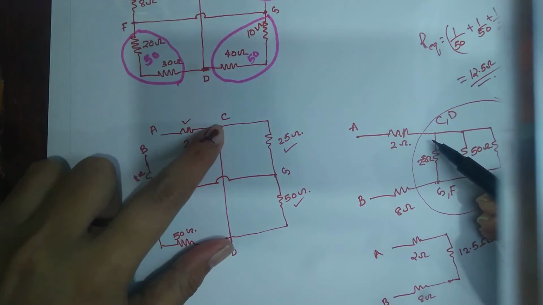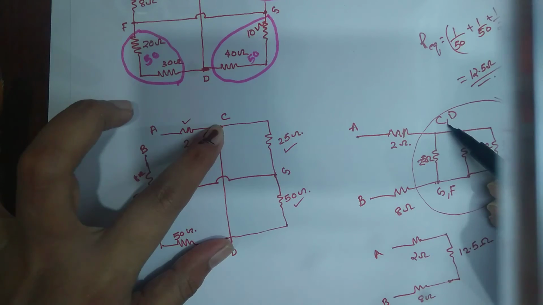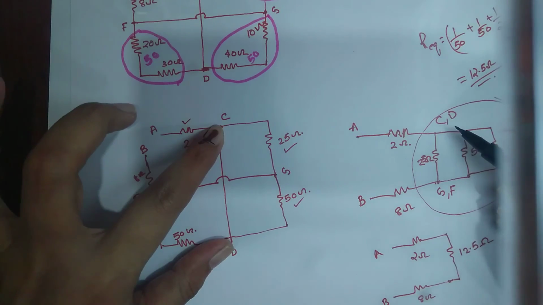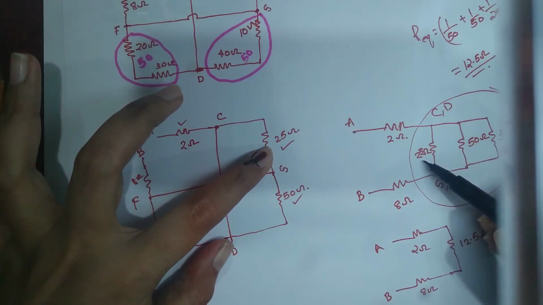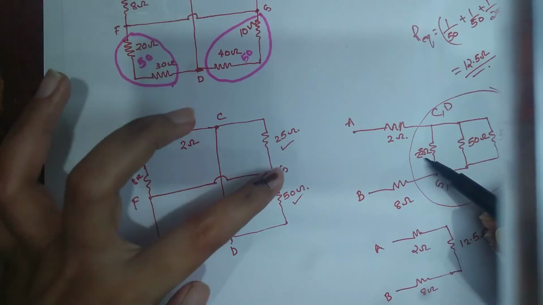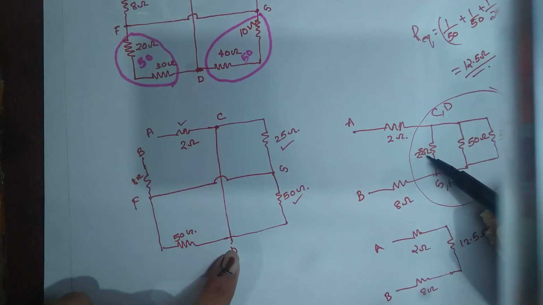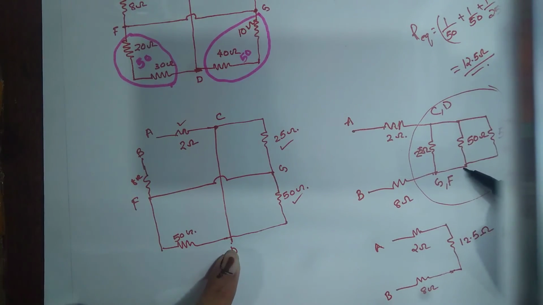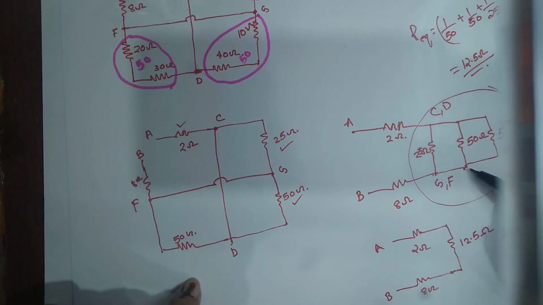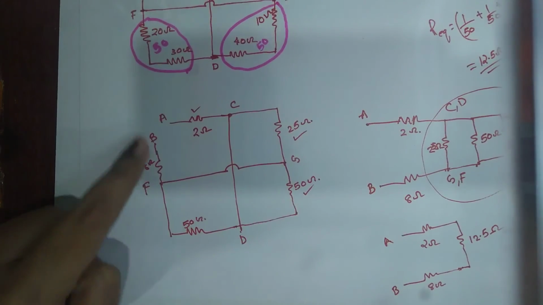Then C and D are shorted, so I named the same terminal C and D. Then C and G is 25, so I marked it as 25. Then G and D in between it is 50. So this is G, this is D, so another 50 ohm in parallel. Then D and F another 50 ohm. And F and B in between 8 ohm.